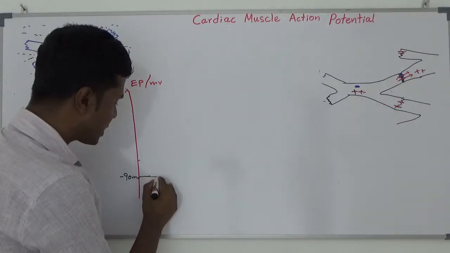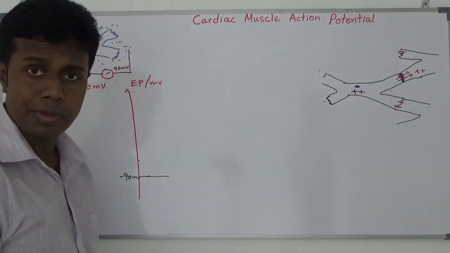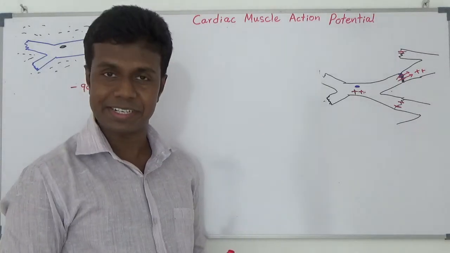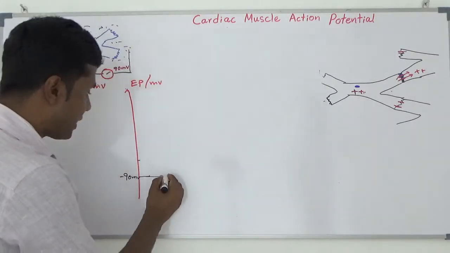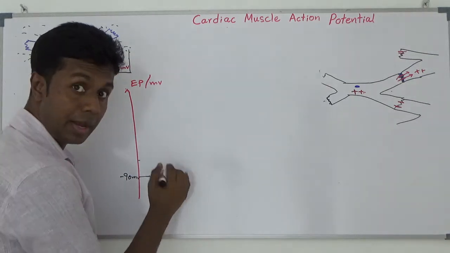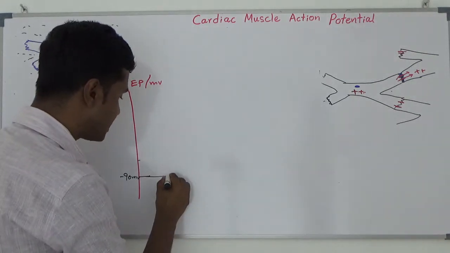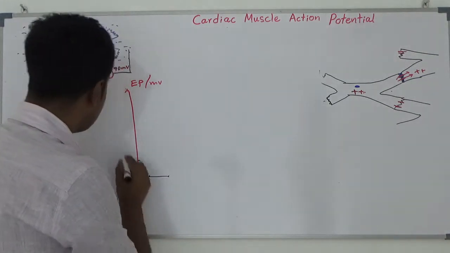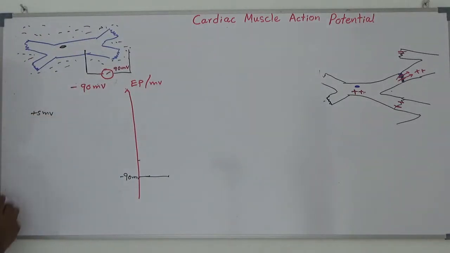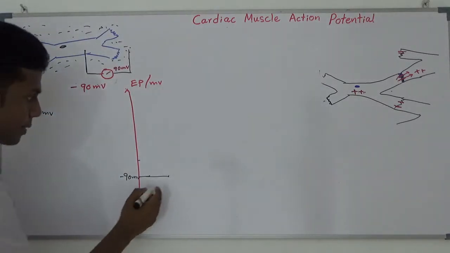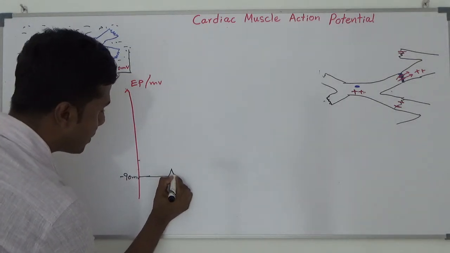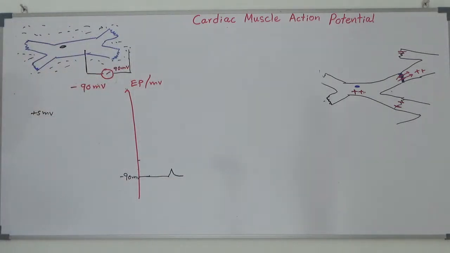I looked for several seconds, nothing happened. Several minutes, nothing happened. Several days, nothing happened. Several years, nothing happened. After that, I gave a small electrical current to my cell. I gave 5 millivolts of electrical current, positive 5 millivolts. With that, the potential went up to minus 85. Then it came back to normal again.